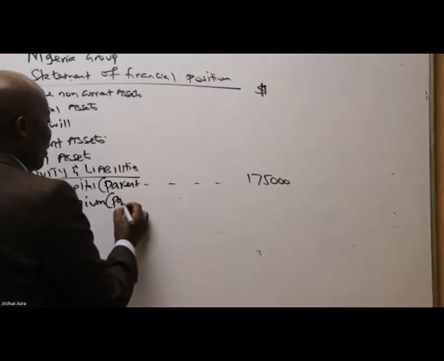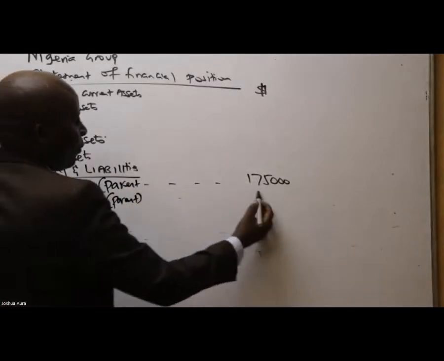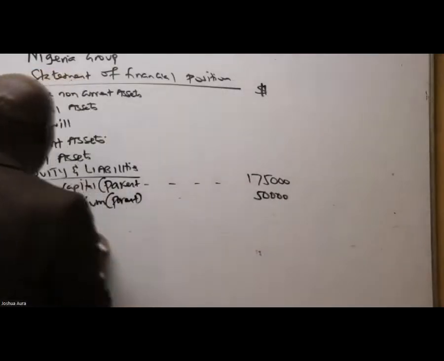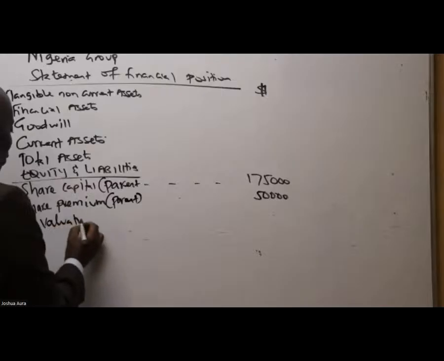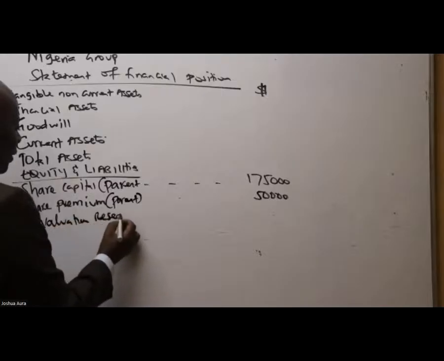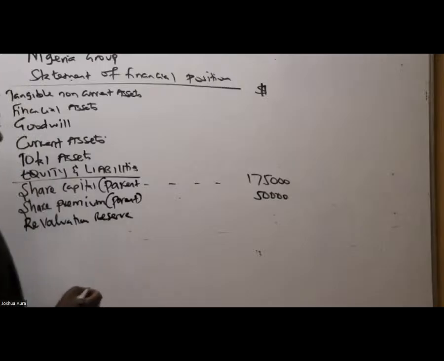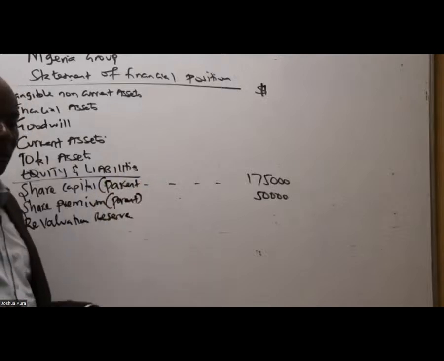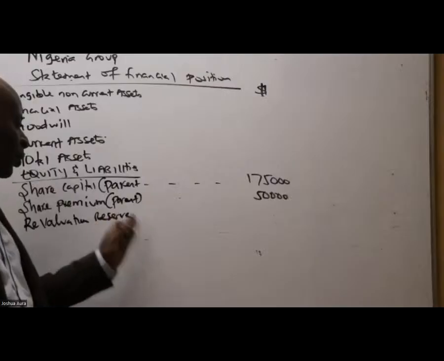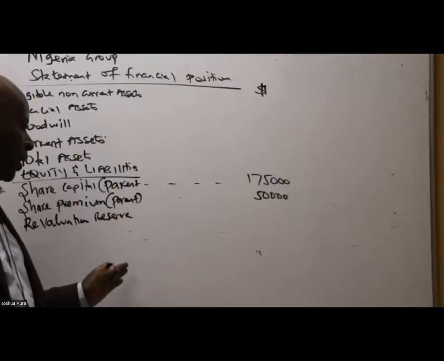Here as well, parent, 50,000. Now, revaluation reserve. If there will be any revaluations done later on, then I'll come to add the post-acquisition revaluation, right?